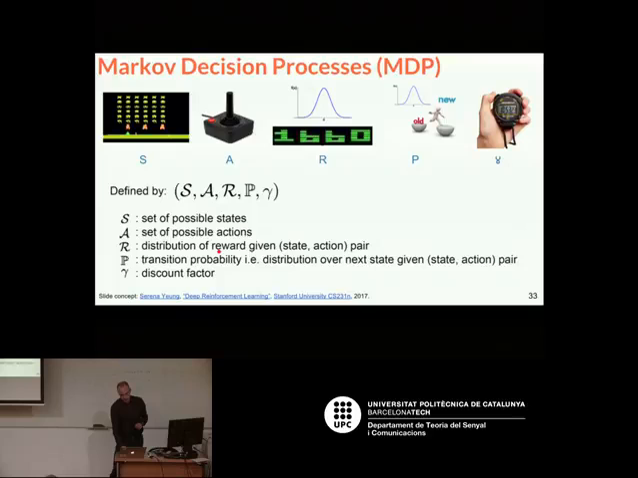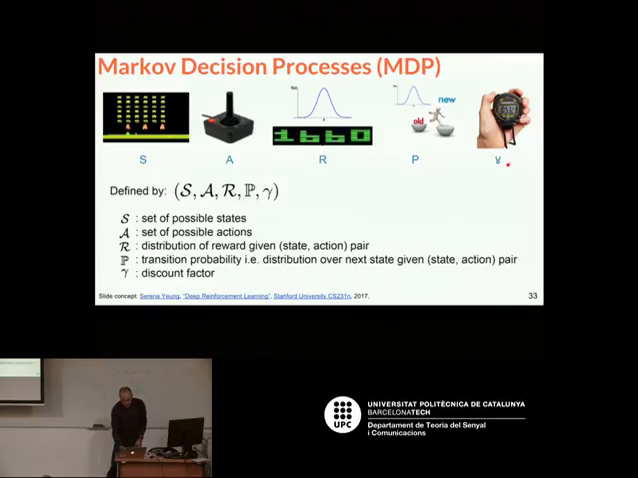Then R is a distribution of rewards given a state-action pair, right? So given an action, you can have some different rewards, and you can estimate that. P encodes the transition probability. This means the distribution over the next state given a state-action pair. So if you are looking at the screen at that point and you take an action, how do you model which are the new states that you can go to, which could be more than one, depending on how the video game is coded and how the environment will evolve.